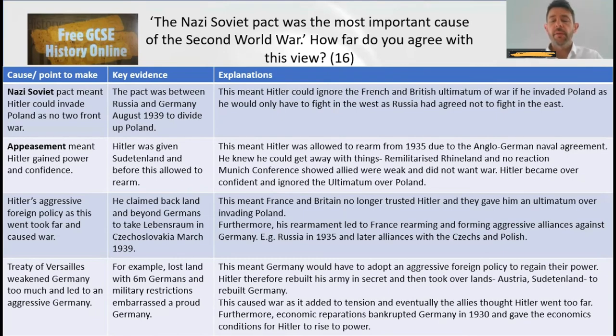And you could then say furthermore, the reparations actually led to the rise of Hitler to power. They made the Great Depression even worse, with so many unemployed people voting for Hitler to solve the problems of Germany. So you've got potentially quite a lot to explain there.